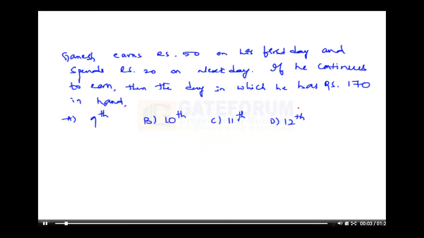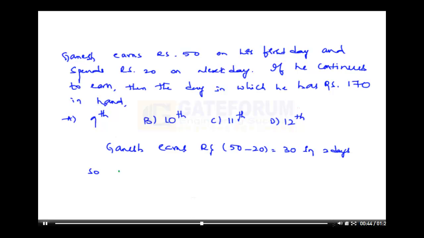Given Mr. Ganesh earns rupees 50 on his first day and spends rupees 20 on the next day. If he continues earning, I have to find the day on which he will have 170 rupees in his hand. So the given is Ganesh earns rupees 50 on the first day and spends 20 on the second day. So he will have in hand 50 minus 20, nothing but 30 rupees in 2 days.